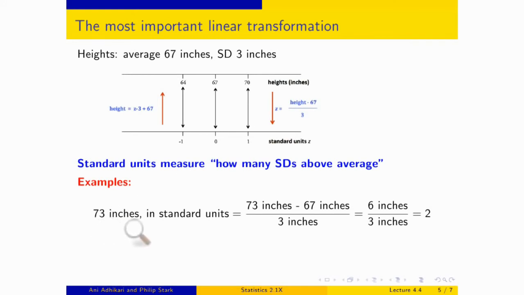So 73 inches, if I'm trying to find out where it is on the standard unit scale, well, first it's 73 inches minus 67 inches away from the average. It's 6 inches above average. Compared to an SD, that's 2 SDs. So the calculation is, if you want to find a value in standard units, you take a height, subtract off the average, divide by the SD. And you can go in reverse.